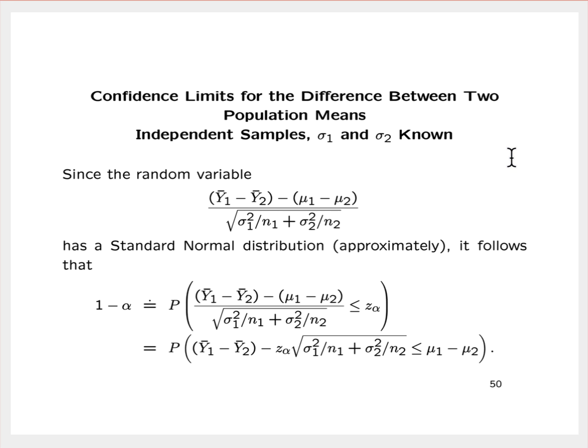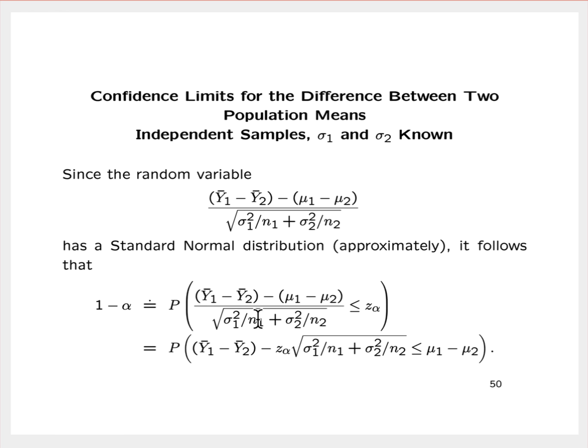Now let's also talk about constructing confidence limits: lower confidence limits, upper confidence limits, and confidence limits for a two-sided confidence interval. Because this random variable here, the true standardized version of the difference in sample means, has a standard normal distribution, or at least approximately so, it follows that the approximate probability that this standardized version of the difference in sample means is less than or equal to z sub alpha is 1 minus alpha.